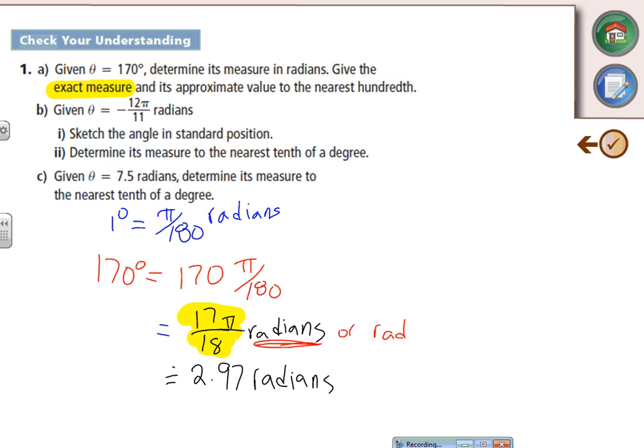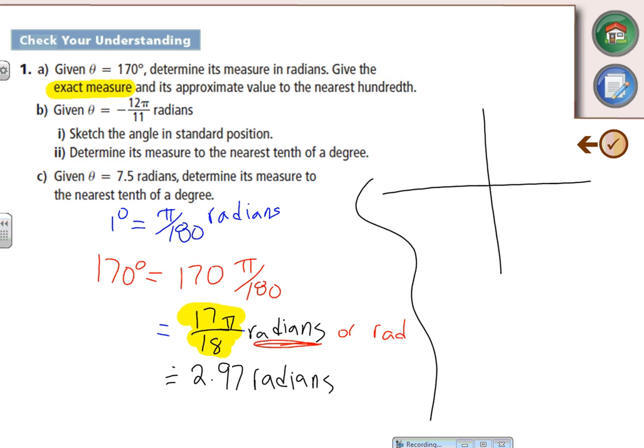All right, let's go from negative 12 pi over 11. We need to convert that. First of all, we've got to sketch the angle, and we've got to talk about it in degrees. I want to sketch it first, because it's actually easier to sketch radians than it is to sketch degrees. We've got a negative angle, so we're going clockwise.